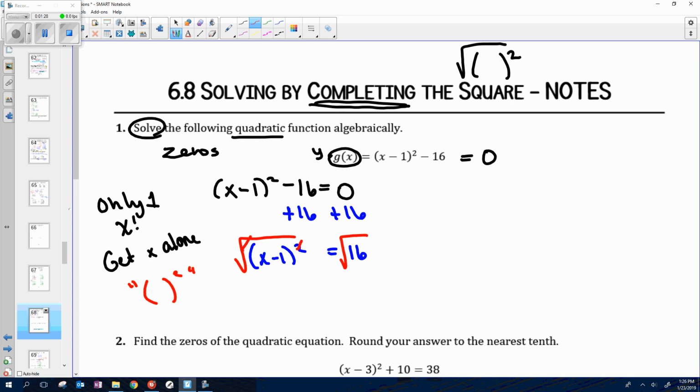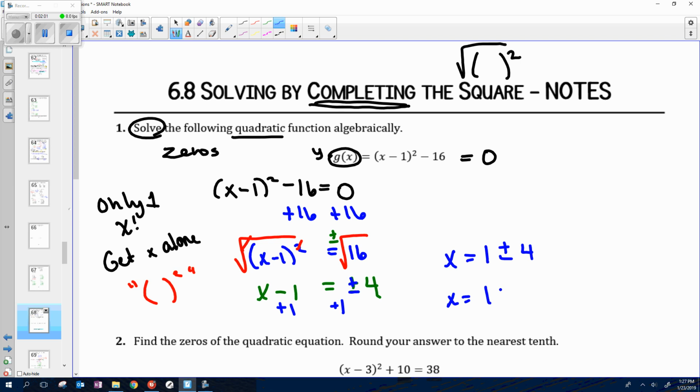Those are inverse operations. And when you take a square root, you put a plus or minus. I just sing it so that I remember it. X minus 1 equals plus or minus 4, because the square root of 16 is 4. And then finally, to get x alone, I need to add 1 over to the other side. And what better place to put it than in front of the plus and minus, so that I can actually say x is equal to 1 plus or minus 4.